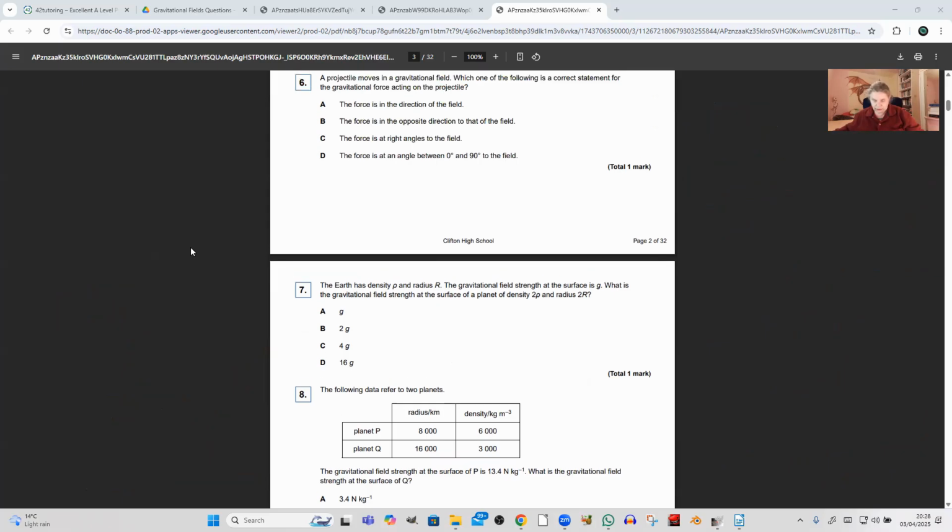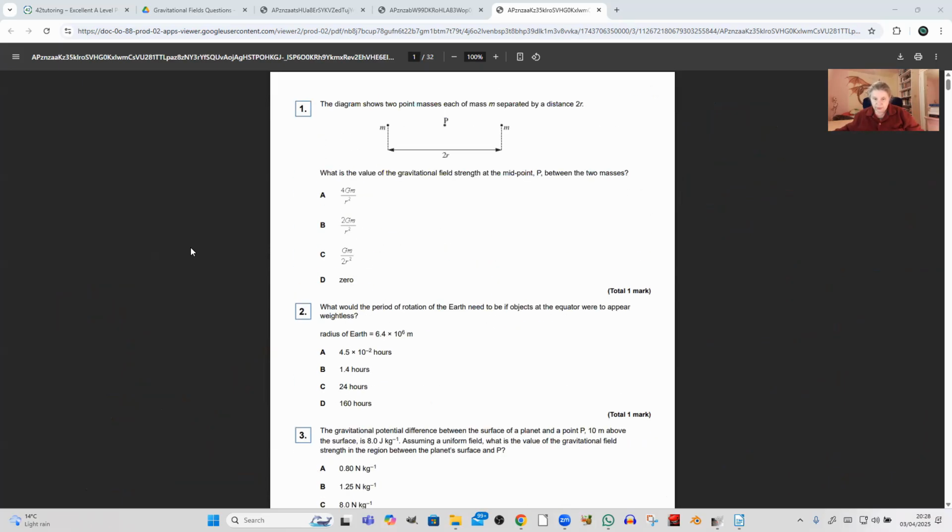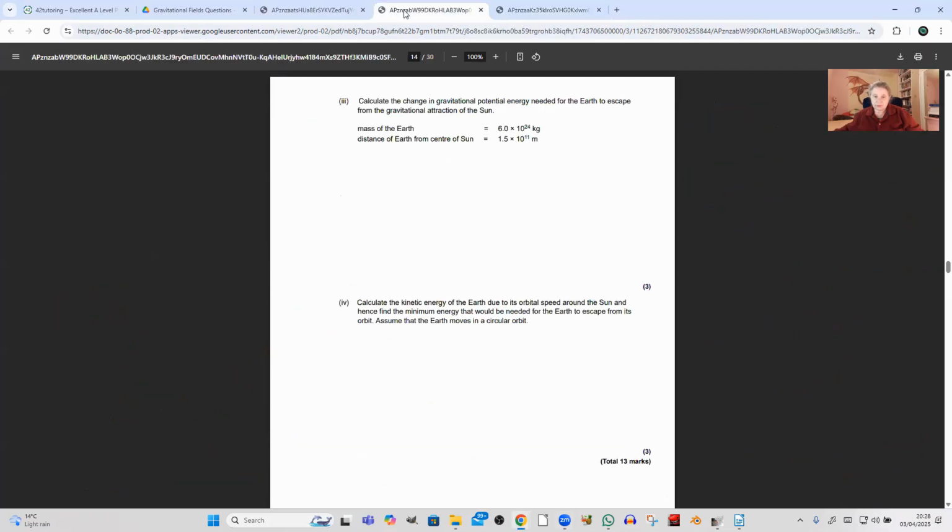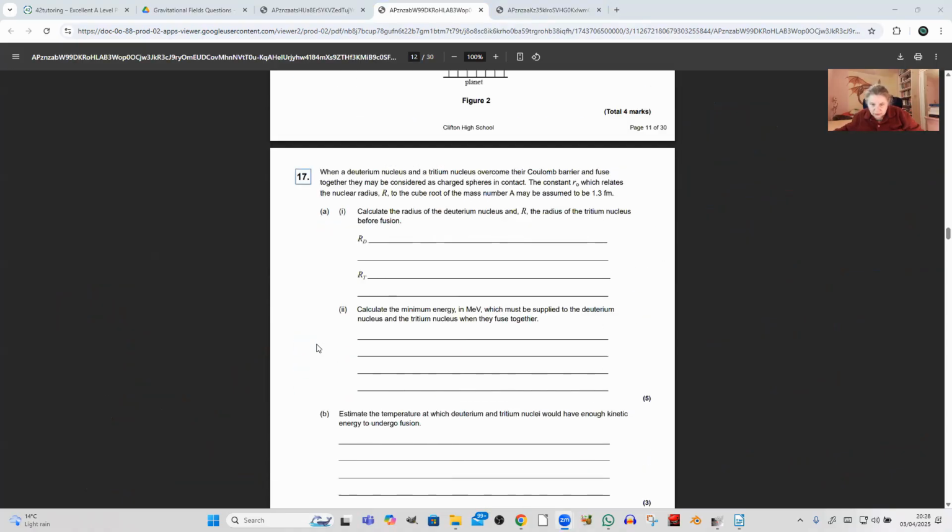Right, now the next thing I wanted to talk to you about is the difference between gravitational field strength being a vector and potential being a scalar. This is the difference between G versus potential, okay? This is a vector versus a scalar, and that's the important learning thing that I want to get across.